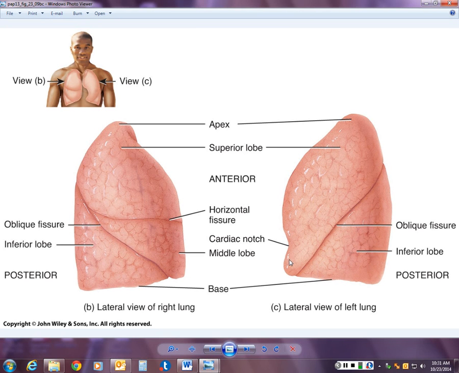A unique structural characteristic of the left lung is this indentation that you see called the cardiac notch. This cardiac notch is an indentation that makes space for the apex of the heart.